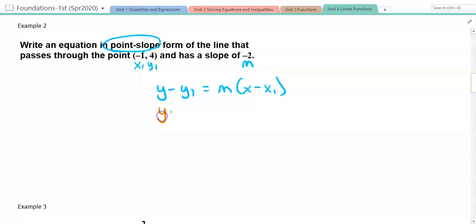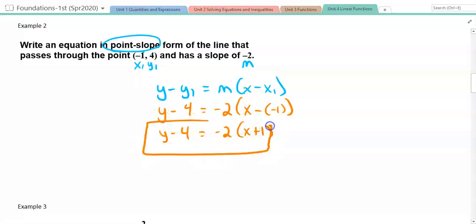And so I've got y minus the y sub 1, which is 4, is equal to the m, which is negative 2, times x minus negative 1. And especially when we're plugging in negatives, you always want to use parentheses. Here, it's not going to affect anything. In this 4 here, it's not going to be affected there. So simplifying the signs, y minus 4 is equal to negative 2 times x plus 1. This is my final answer in point slope form.